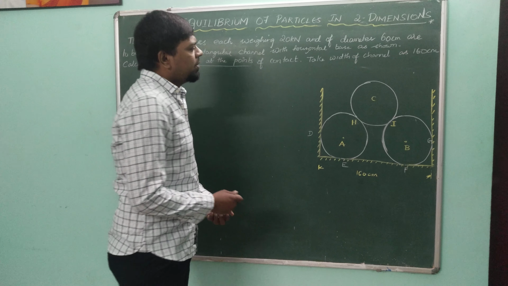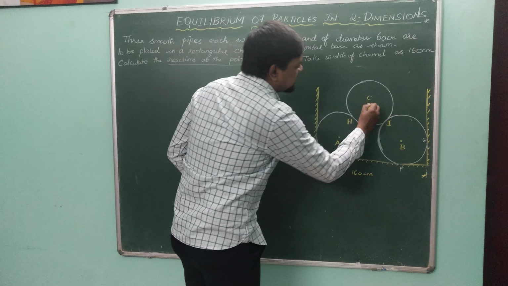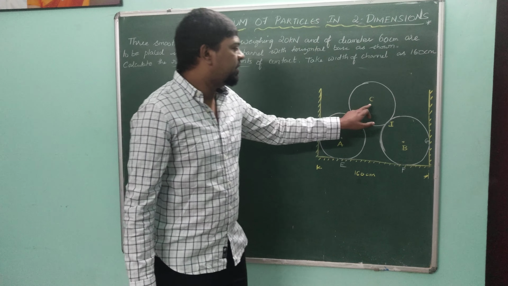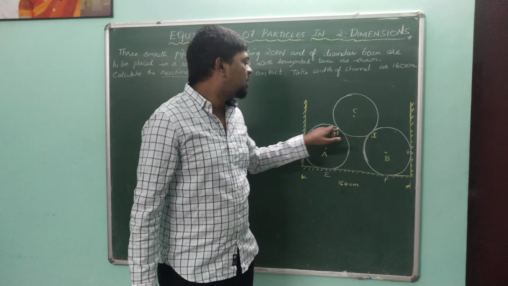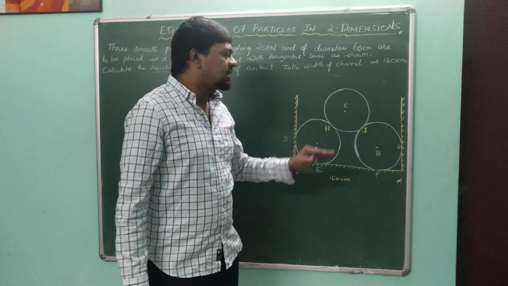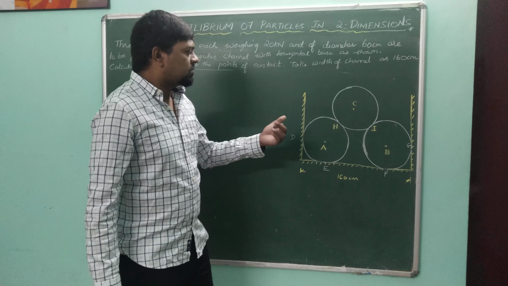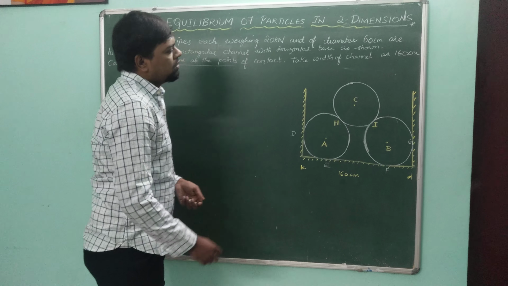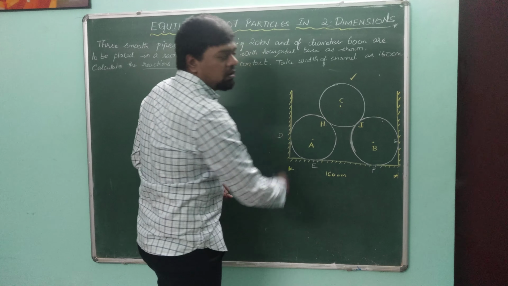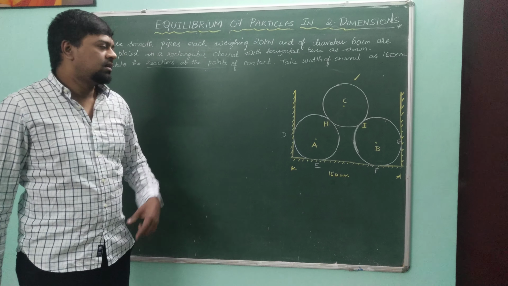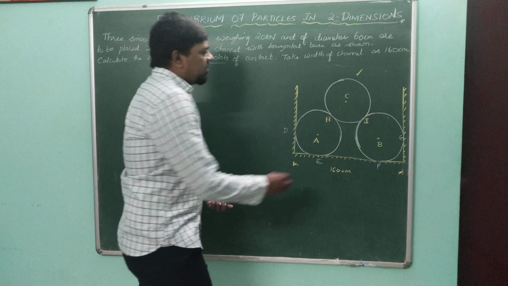Coming to pipe C, the self-weight is going to act vertically downwards and it is having contact at two points, so totally three reactions are going to take place. It's better if you find this initially, then we can go to the others and find the solution. So let me start from here.